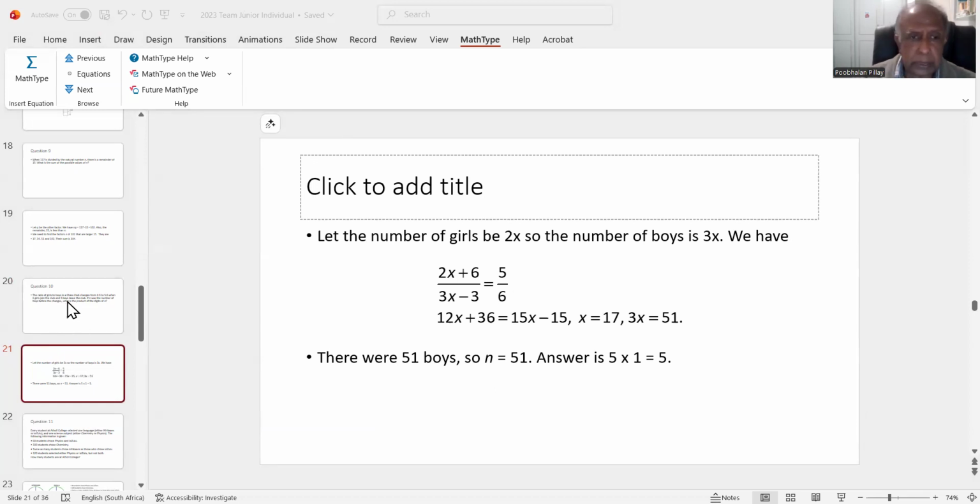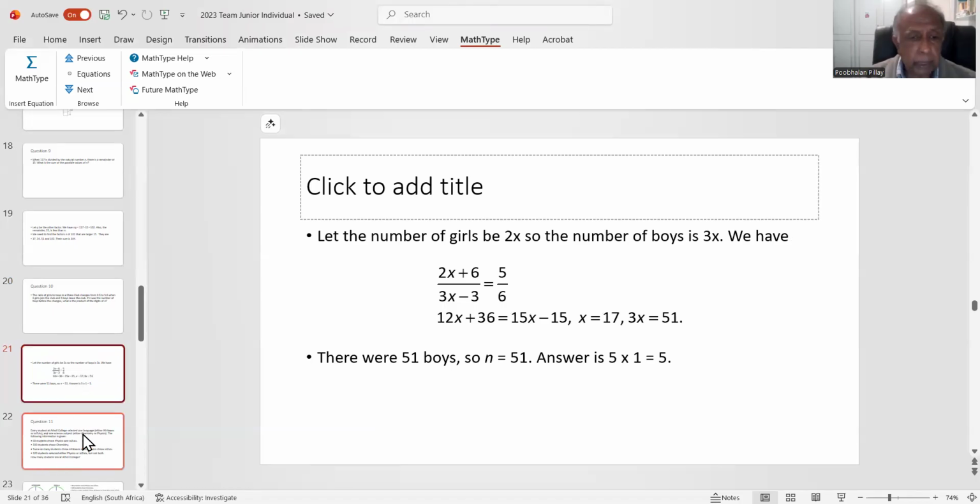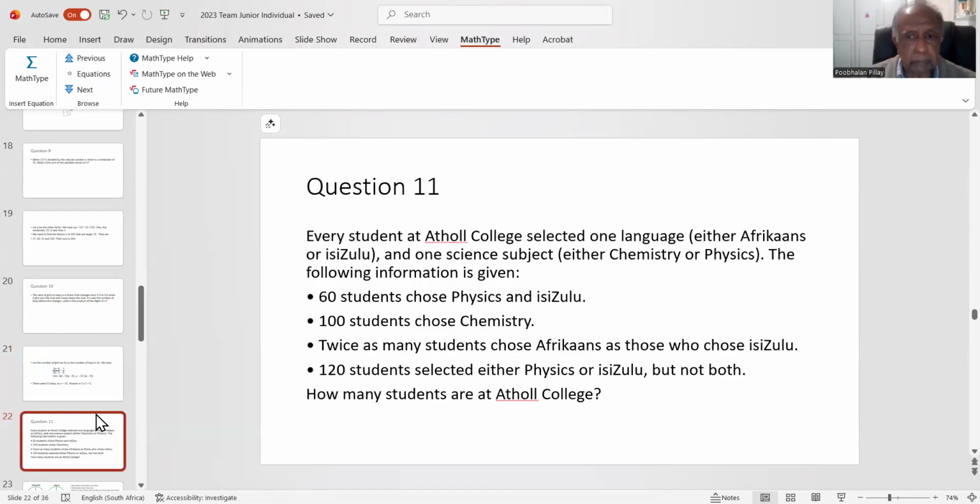The actual question was, what is the product of the digits of n? So one has to answer the question. Sorry about that. So it's 51. The product of the digits will be 5 times 1, which is 5. Okay. So let's move on to the next question. This is question 11.